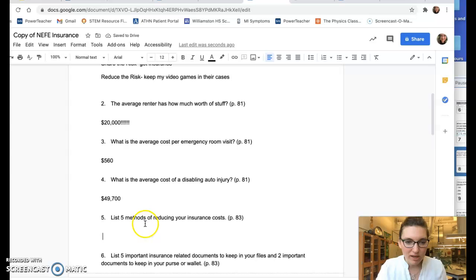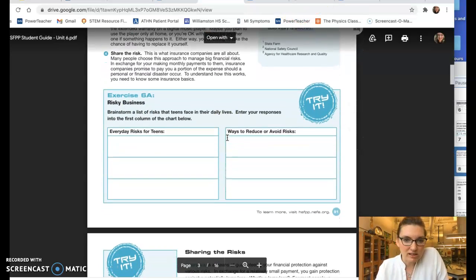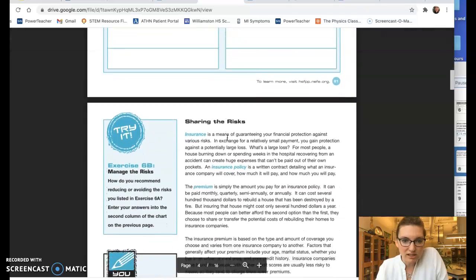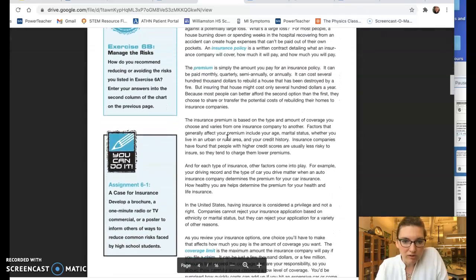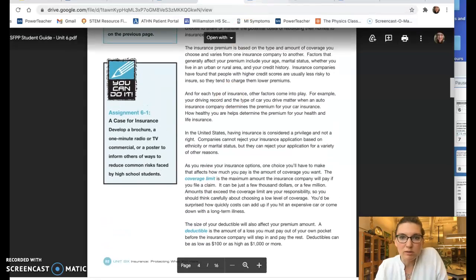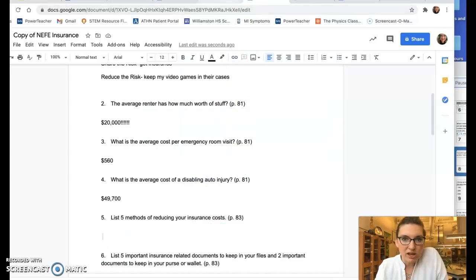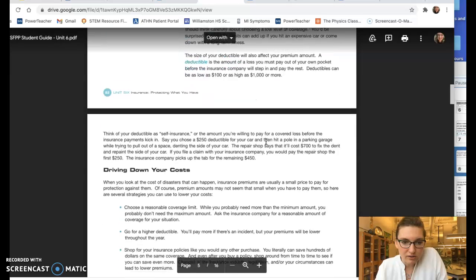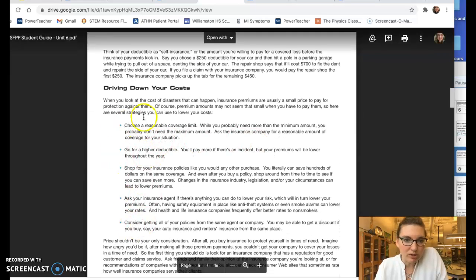Okay, list 5 methods of reducing your insurance costs. All right, let's check this out. I am looking for numbers here. Wait, let's see what page that was going to be on. Page 83. Okay, there's 82. Oh, there we go. I see 5 bullet points here.